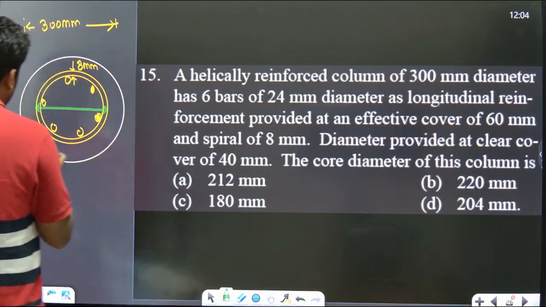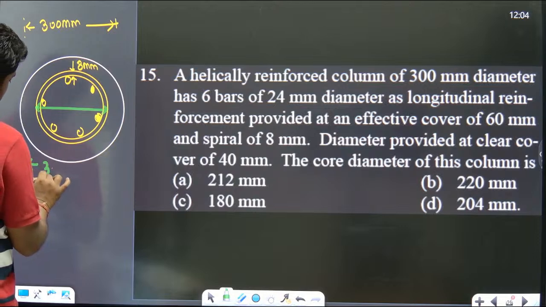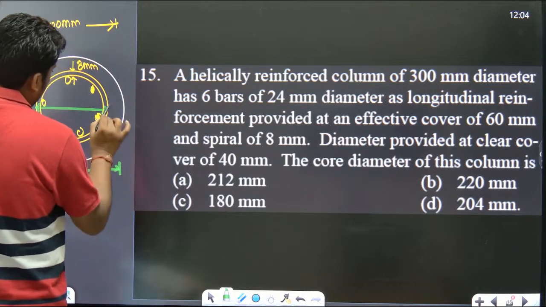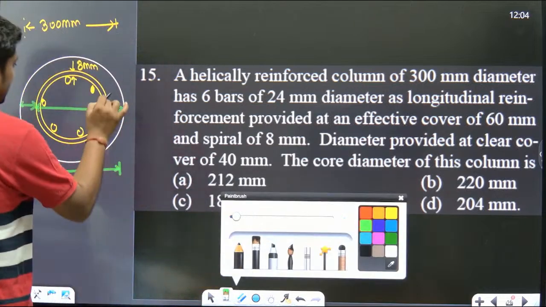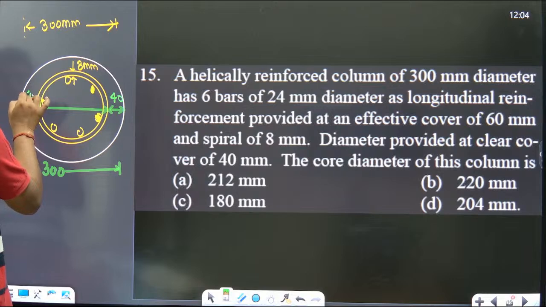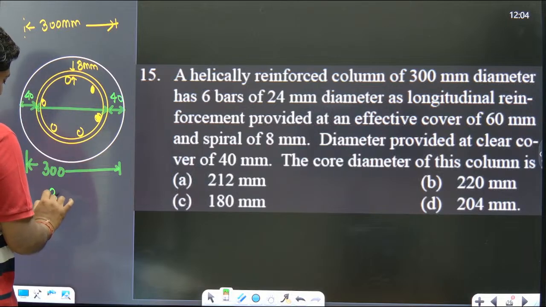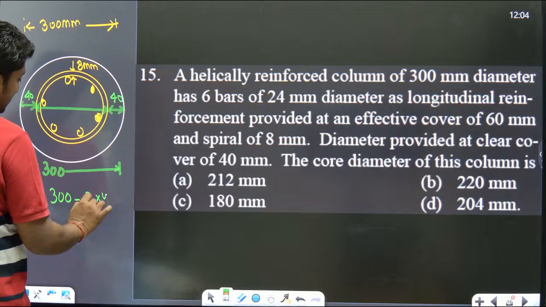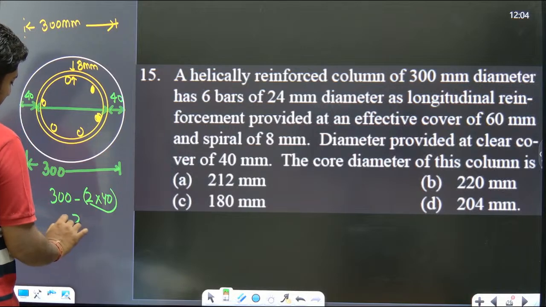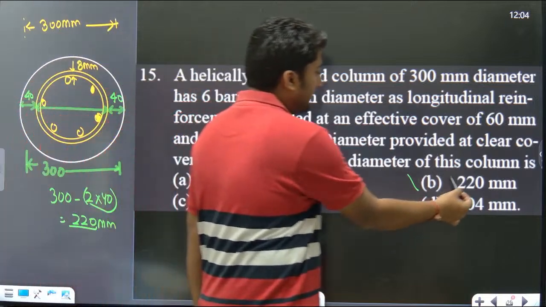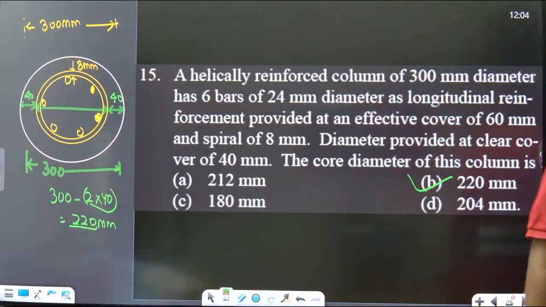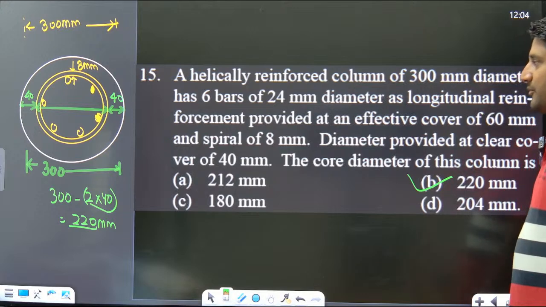Now you can see total length is 300 mm and a clear cover of 40 mm is there, and this is also 40 mm. So in 300 mm, if you subtract 2 times 40 mm, you will get 220. The core diameter is 220 mm. Option B is the correct answer. Understood everyone? Yes or no? Are you getting my point?